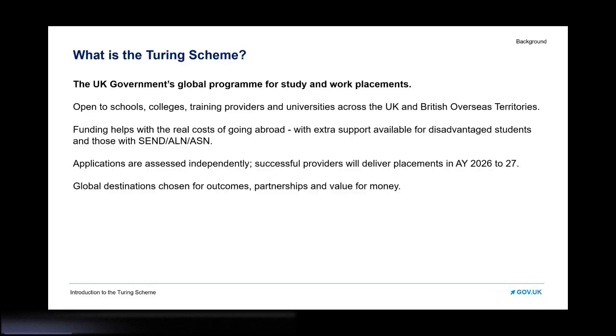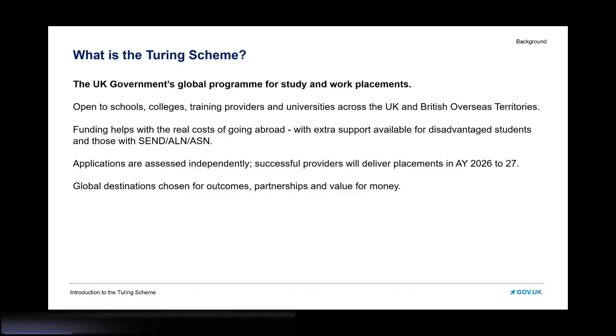Let's begin. The Turing Scheme is the UK government's global programme that helps students and recent graduates take up study and work placements around the world. The scheme is open to schools, colleges and universities across the UK and the British Overseas Territories. Turing Scheme funding contributes to real costs like travel and living, with additional support available for students from disadvantaged backgrounds and those with special educational needs and disabilities, additional learning needs, and additional support needs.